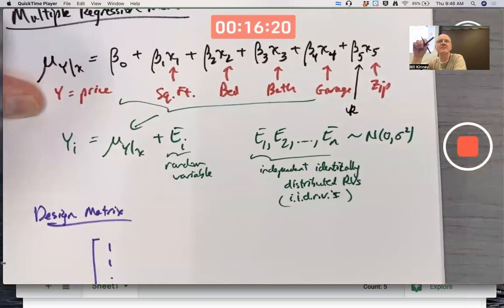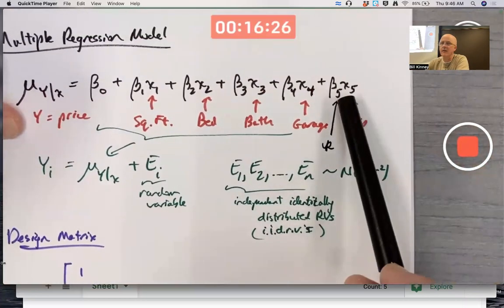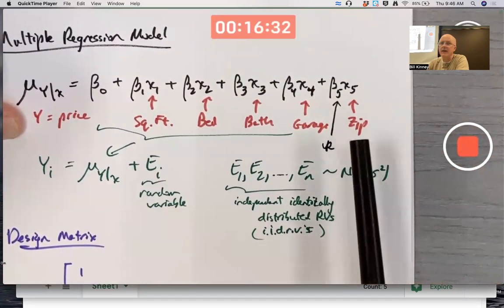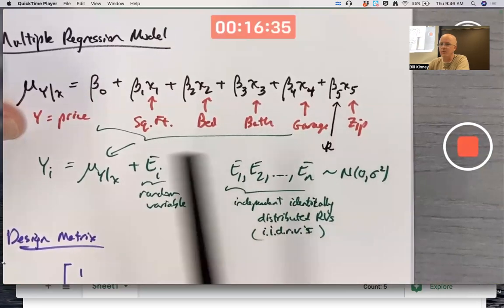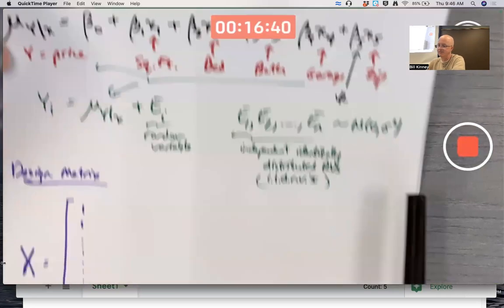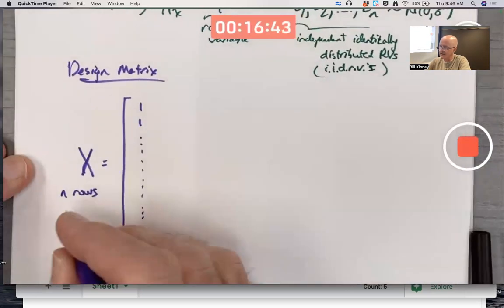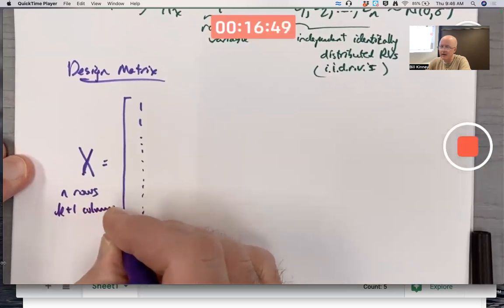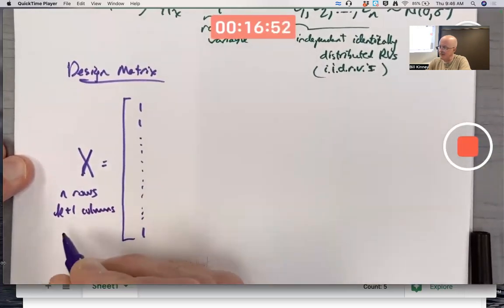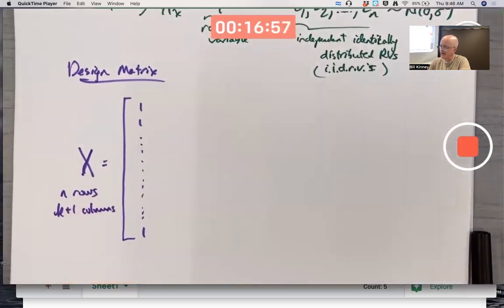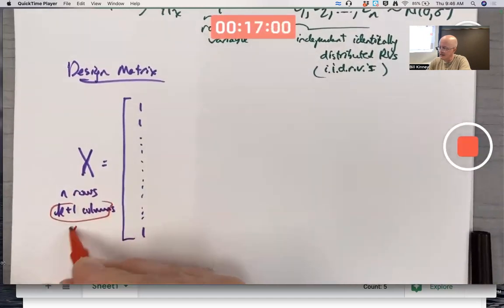N is the number of data points for your random sample. K is the standard letter for the subscript of the last beta and the last variable in this kind of equation, meaning there are K+1 betas, if you allow a constant term at least, as we always are going to do. N rows, K+1 columns. In this example, K is 5, so it's going to be 6 columns. 6 columns for the example.